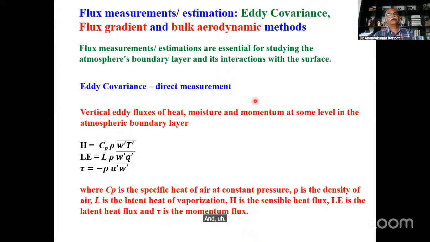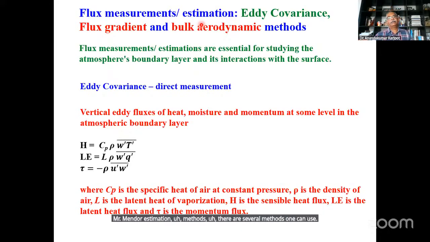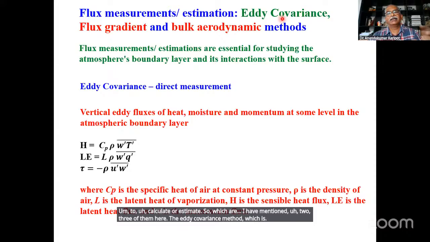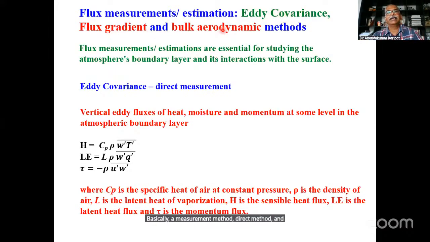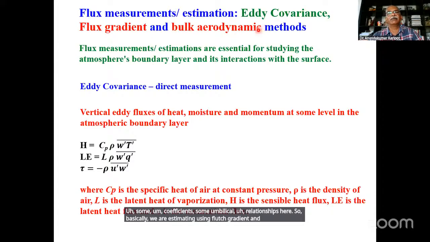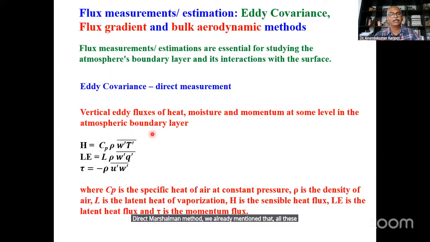Now coming back to the different flux measurement or estimation methods, there are several methods one can use to calculate or estimate; I have mentioned two or three of them here. The eddy covariance method is basically a measurement method, a direct method, and then there are the flux gradient and bulk aerodynamic methods. Using these two methods, we will actually be estimating. We will be using some coefficients, some empirical relationships here. So basically we are estimating using the flux gradient and bulk aerodynamic methods, whereas eddy covariance is actually a direct measurement method.